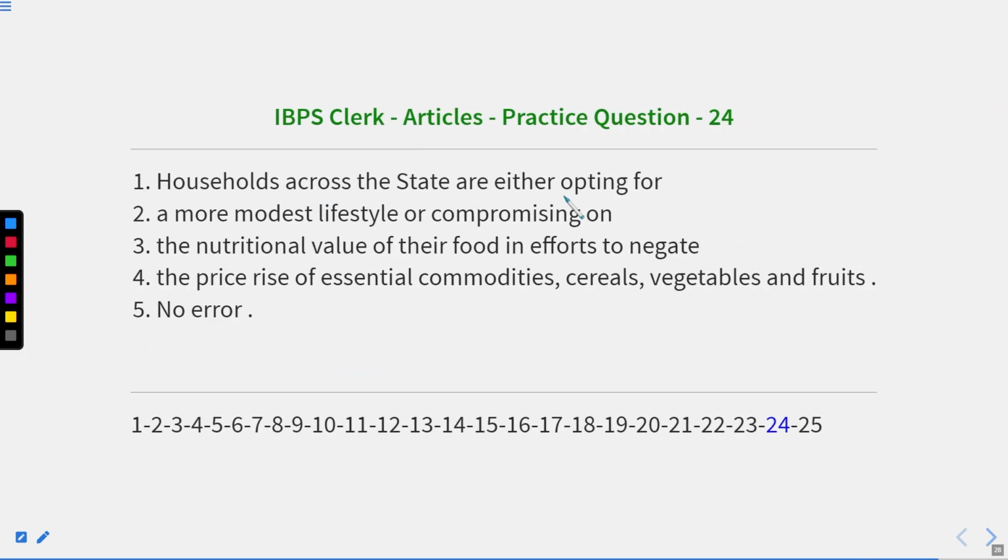Households across the state are either opting for a more modest lifestyle or compromising on the nutritional value of their food in efforts to negate the price rise of essential commodities, cereals, vegetables, and fruits. This is again very simple. Here we are not presenting efforts. In fact, we are talking about an effort. So here, in an effort to negate will be the correct phrase. So the third part contains the error.